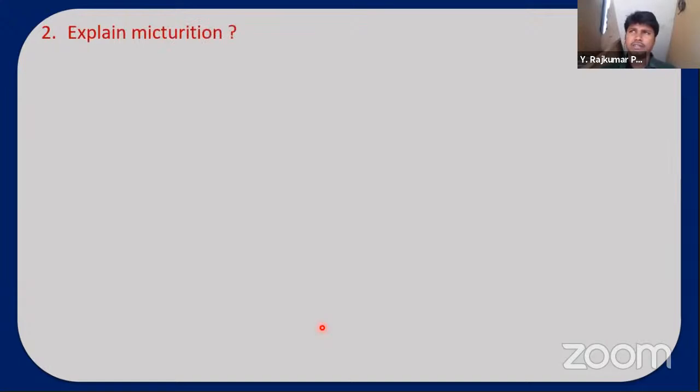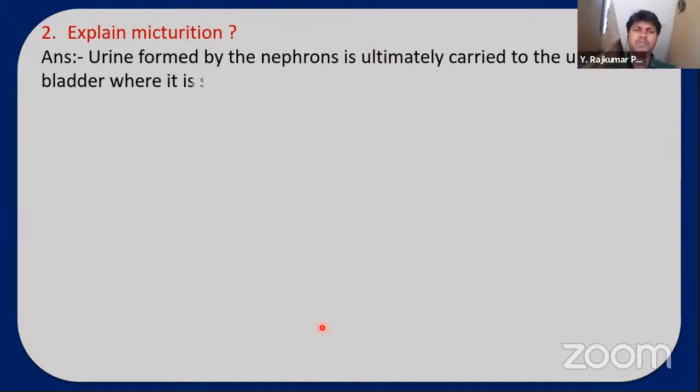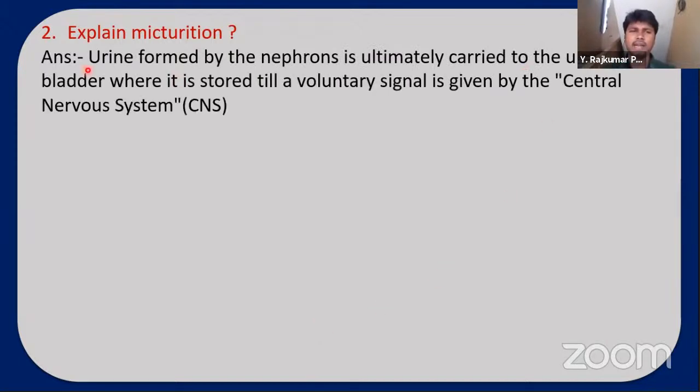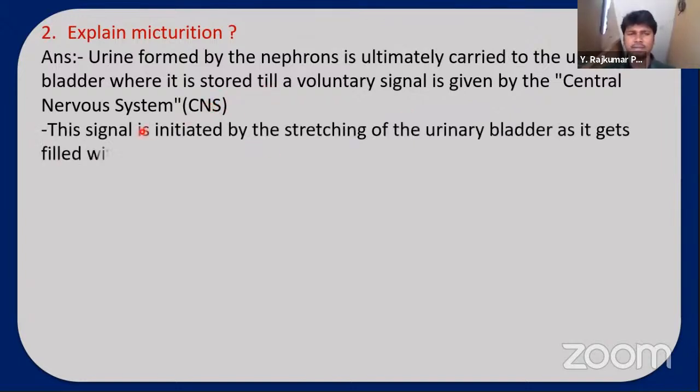Explain micturition. The urinating process is called micturition, basically. Okay. Let's see what happens in the micturition process. Answer, you should write this. Urine formed by the nephrons is ultimately carried to the urinary bladder, where it is stored till a voluntary signal is given by the central nervous system. Okay. So it is stored in the urinary bladder.